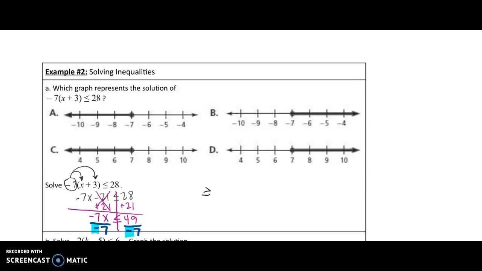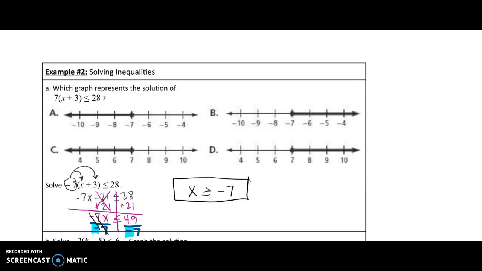So it was just a less than or equal to sign, but now it's a greater than or equal to sign. Negative 7 divided by negative 7, those cancel, and I have x that's left over. And then 49 divided by negative 7 is negative 7. So here is my answer. X is greater than or equal to negative 7.